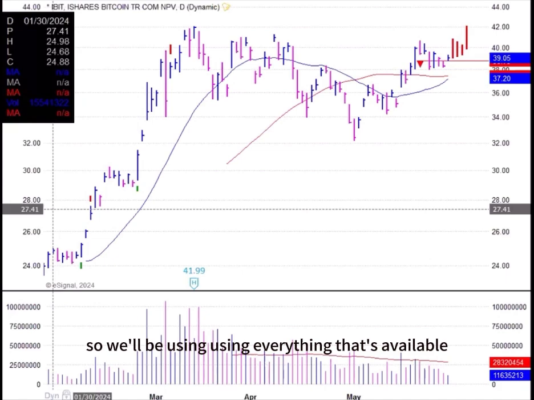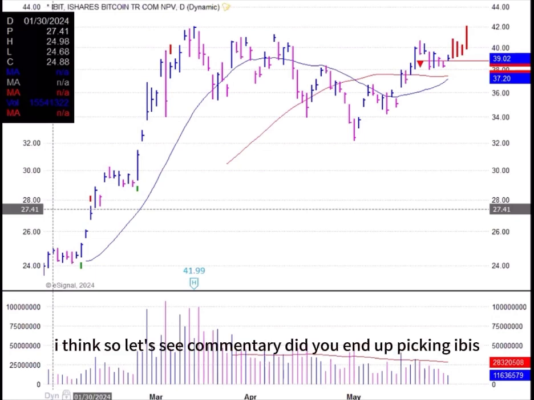So we'll be using everything that's available. But like I said, don't expect any deviation. There's going to be no deviation whatsoever in strategy or style. It'll be identical, just more portfolio oriented. I think that covers it for the select questions. Yeah, I think so.